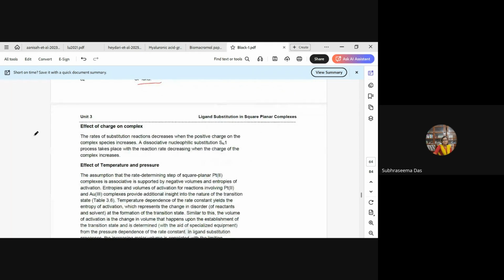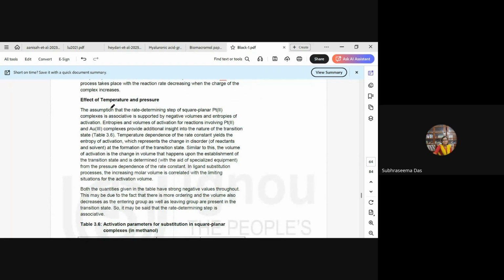Then coming to the effect of charge on the complex. The rate of substitution reactions decreases when the positive charge on the complex species increases. So a dissociative nucleophilic substitution SN1 process takes place with the reaction rate decreasing when the charge of the complex increases. Then coming to the effect of temperature and pressure.